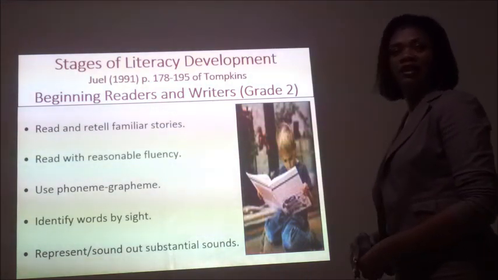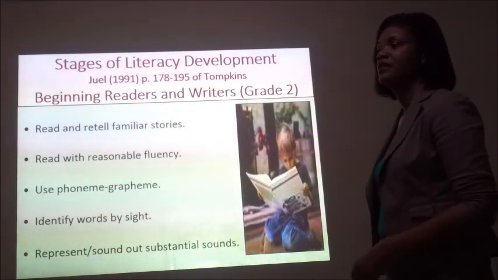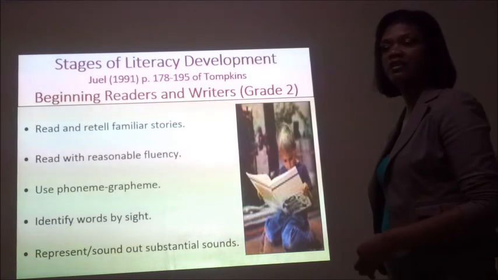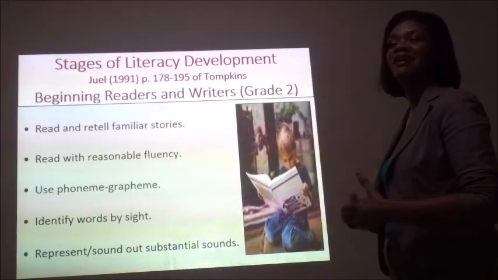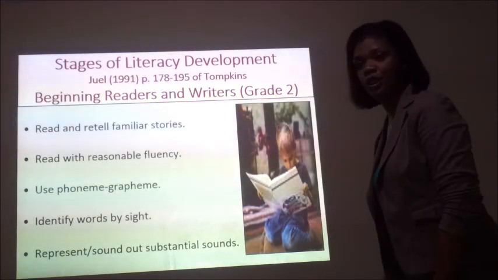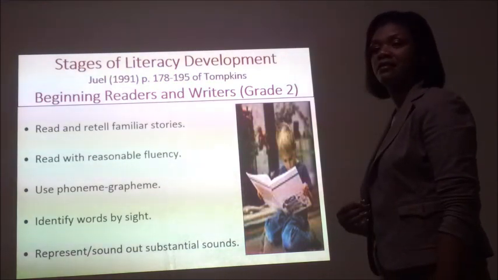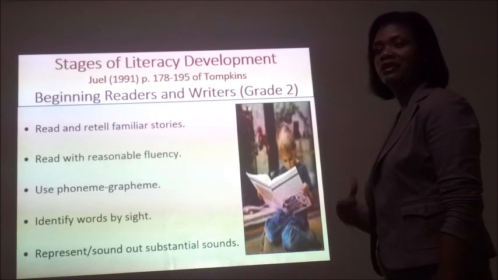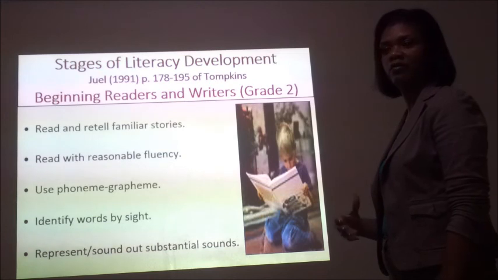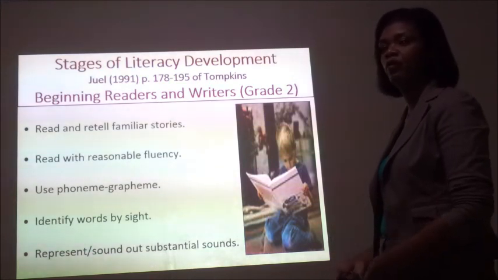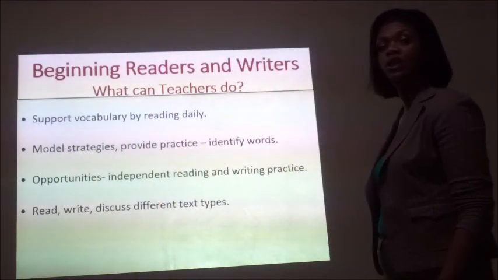At this age, they are also able to sound out single letter sounds, or use consonant blends like STR to be able to sound out a word. At this stage too, they are also able to read sight words, spell them out or sound them out. They are able to represent or sound out substantial sounds in a word to help understand what the word is about. What should a teacher do?